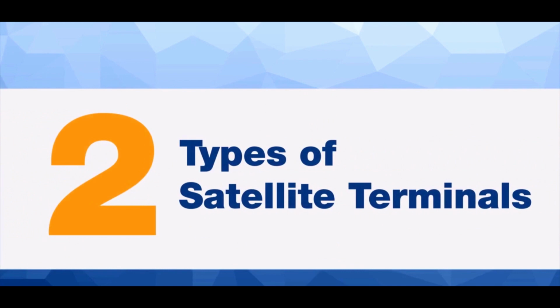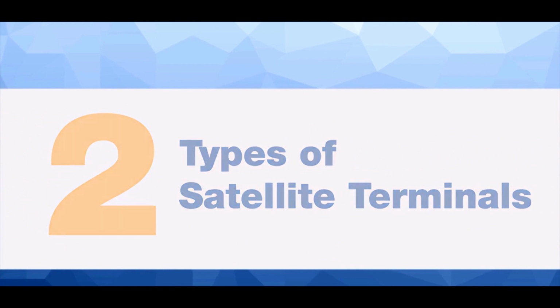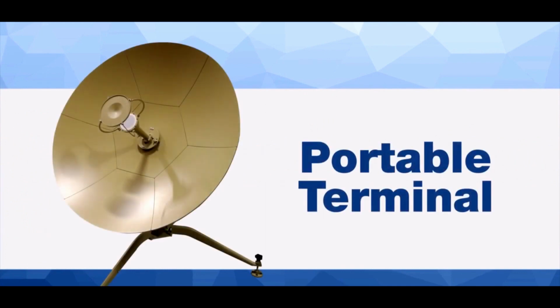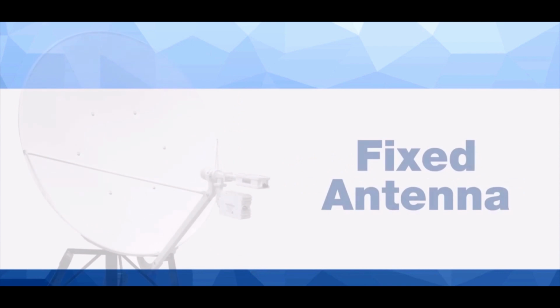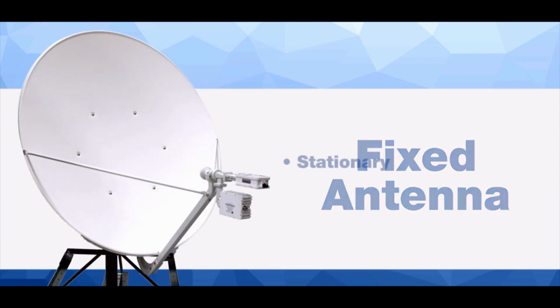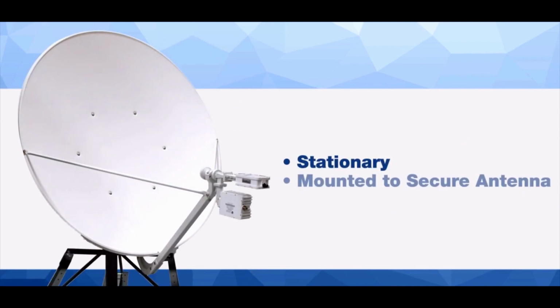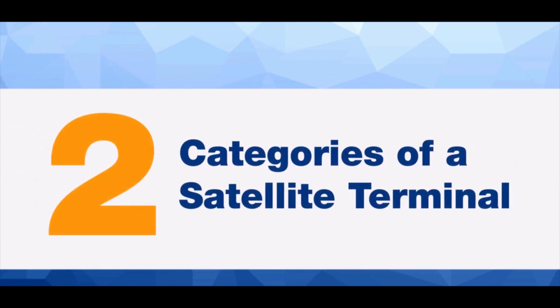Now let's talk about the two types of satellite terminals. A portable satellite terminal is a satellite terminal that can be disassembled easily. Portable terminals range from 30 centimeters to 2.4 meters and use a tripod mounting system to support the unit. Fixed antennas are stationary and mounted to a king post or non-penetrating mast mount, which can be weighted down, securing the antenna. Now that you know about the two types of satellite terminals, we can talk about the differences between the two categories of satellite terminals.